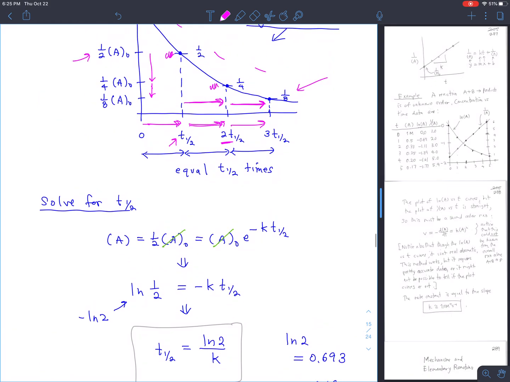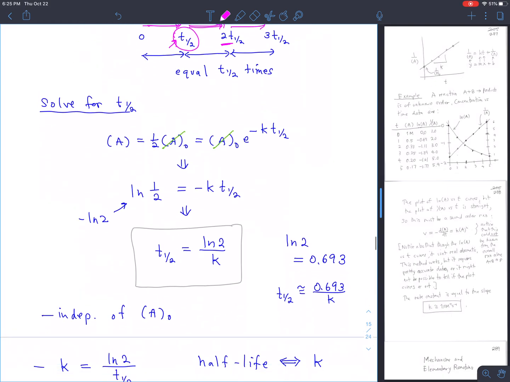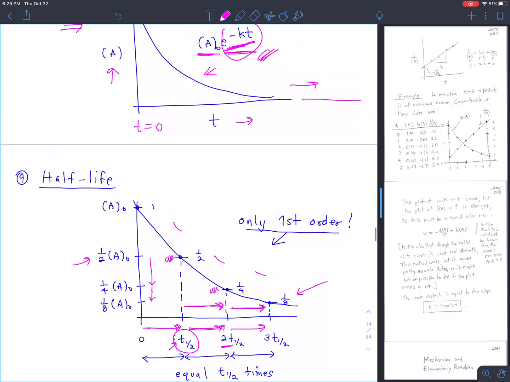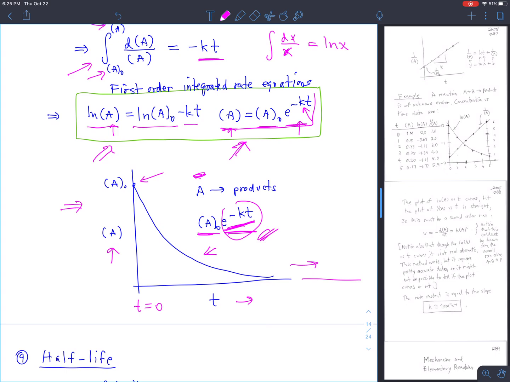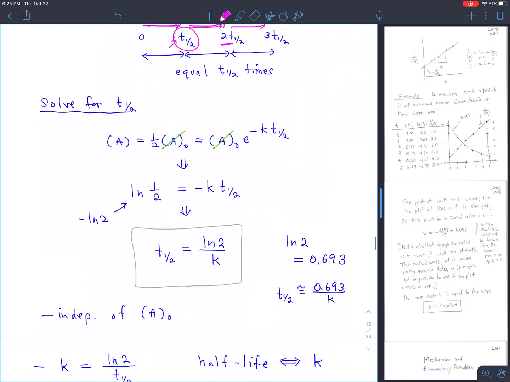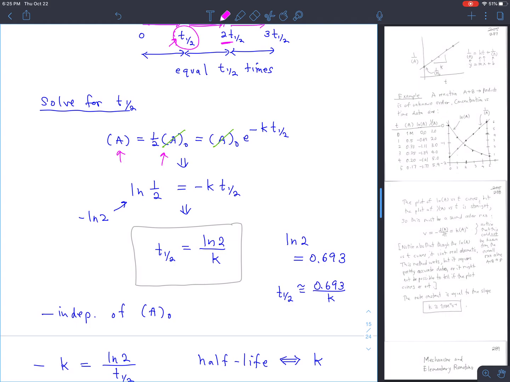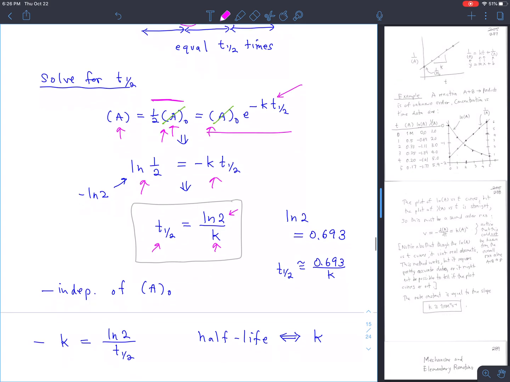We can solve for what this half-life time is in the following way. We know that A is equal to A0 e to the minus kt. We want the half-life, so we set A equal to half the initial value. That has to be equal to A0 e to the minus k when t is equal to t1/2. Taking the logs of both sides, log of a half is equal to minus, dividing out these A0s, minus k t1/2, and so the half-life is the logarithm of 2 divided by the rate constant k.